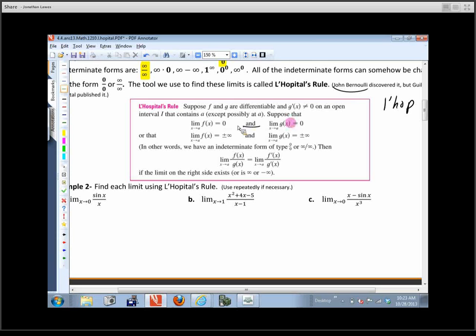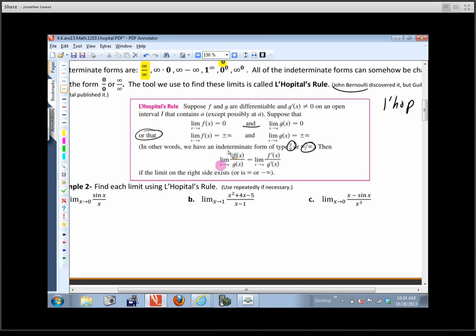So they're both going to 0, or they're both going to either plus or minus infinity. It doesn't matter which type of infinity, either positive or negative. Okay? So this is a very long mathy way of saying you've got a form of 0 over 0 or infinity over infinity. Those two most common indeterminate forms, they're both ratios. They're both fractions. 0 over 0 or infinity over infinity. Okay? If we have that form, then here's how L'Hopital's rule works.